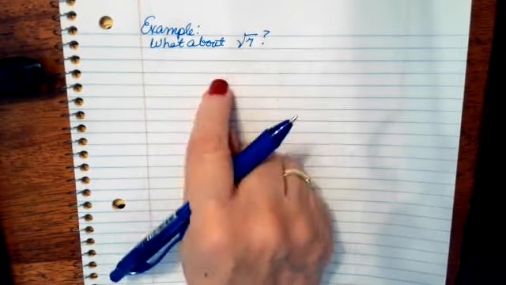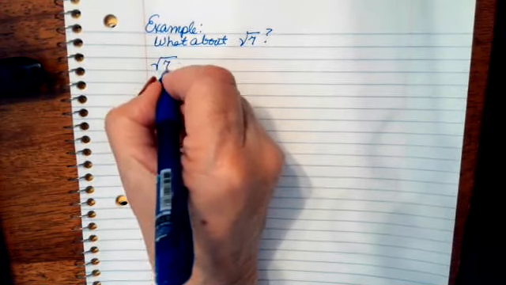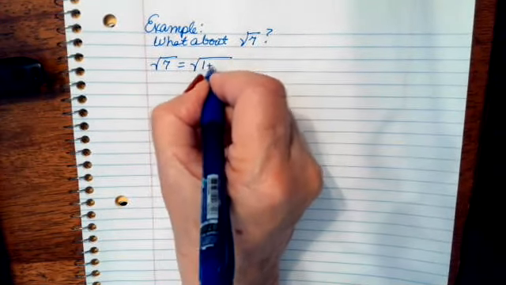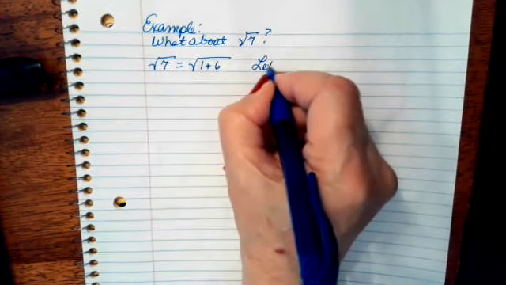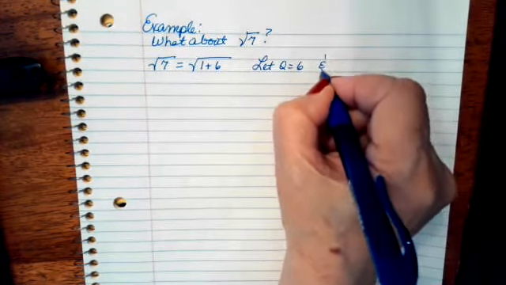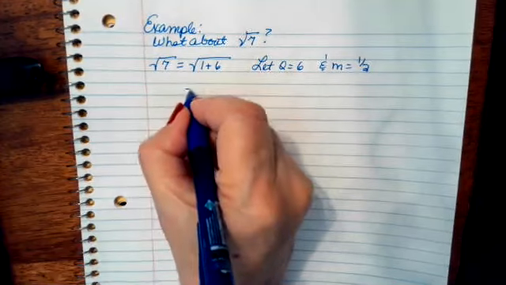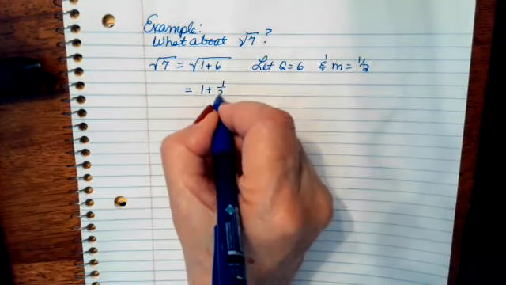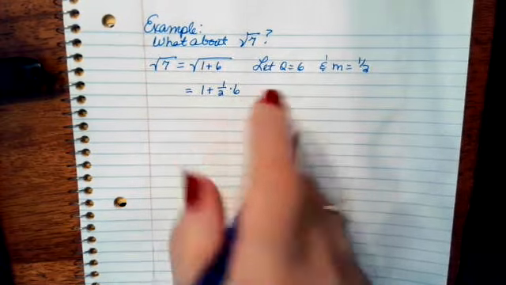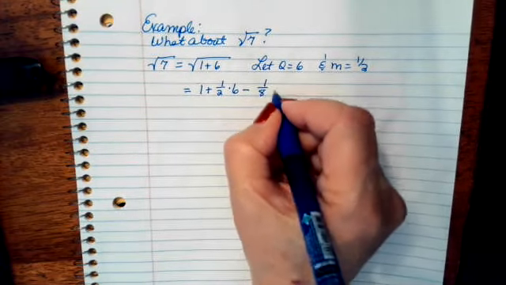What about the square root of 7? Well, if we follow the strategy that we've been using, I would write the square root of 7 as the square root of 1 plus 6, and I would let q equal 6 and m over n is 1/2. And when I substitute those in there, I'd get this is equal to 1 plus 1/2 times 6, 1/2 times q, minus 1/8 times 6 squared.